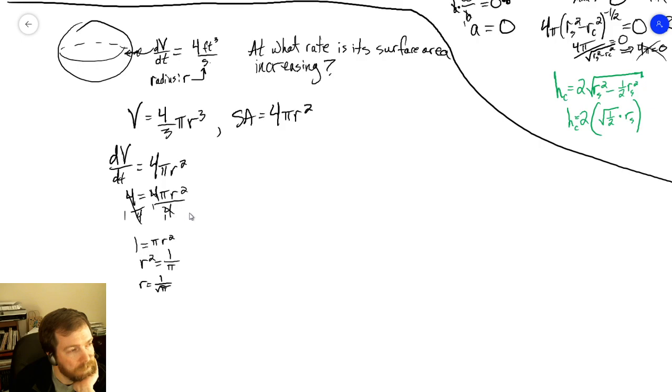So then we're looking at, all right, what's the surface area? And at what rate is the surface area increasing? So here we'd actually want the derivative of this thing. dSA/dt is going to be equal to, oh shoot.